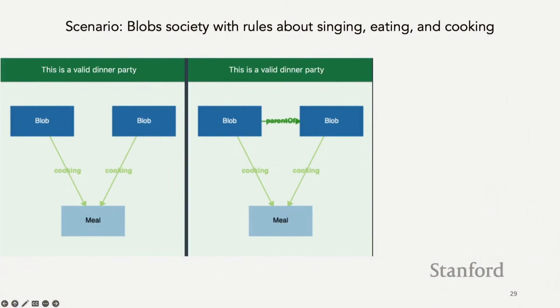Familial relationships are not essential to having a valid party. Yeah, so because the first picture is actually telling you something that the second picture is potentially misleading you into believing, but the first picture actually invalidates, which is you have to have a parent-off relationship to be able to cook. Right? Okay, so you can start to see we're sort of inductively deriving some facts about blob society.